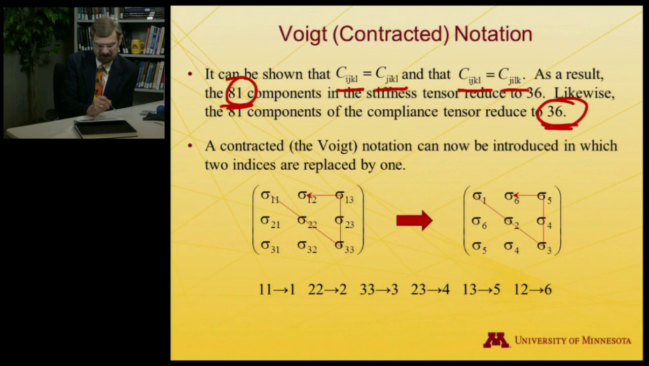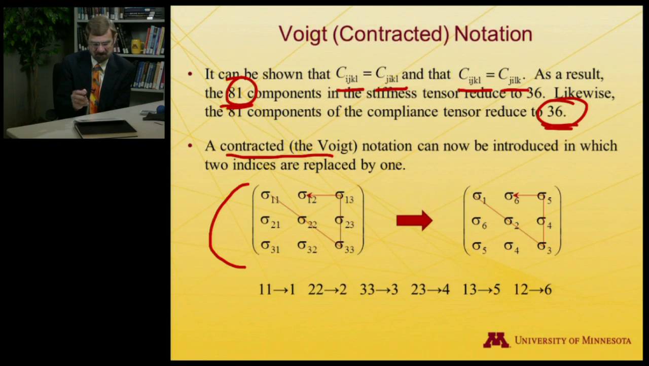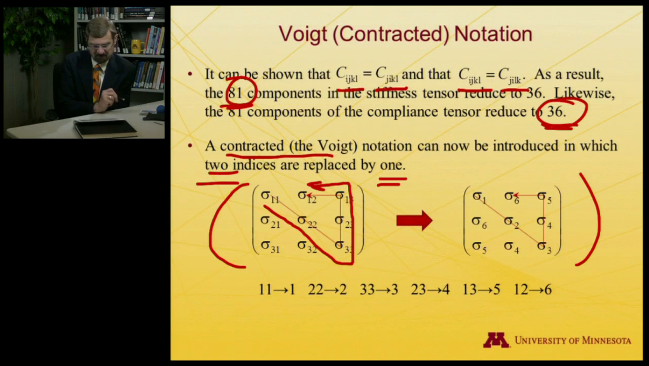And then the Voigt, or contracted notation, works the following way. You take your tensor in the normal notation, sigma 1 1, sigma 1 2, sigma 1 3, and you contract it by taking two subscript indices and replacing them by one. And the way you do that is you take the stress tensor and you go down along the diagonal and then up along the side and then over to the left, as shown here by the arrows. And you call them sigma 1, sigma 2, sigma 3, sigma 4, sigma 5, sigma 6.